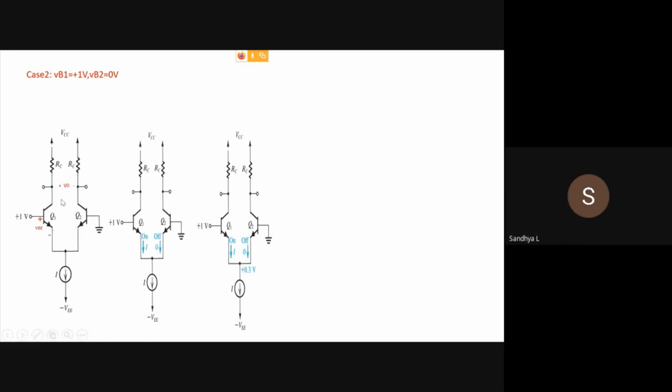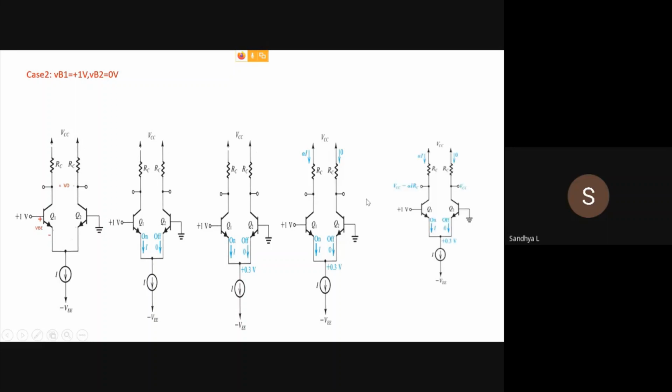So what is V naught for this particular polarity? VC1 minus VC2. So this is alpha I, this is 0. We found out the voltages at VC1 and VC2, and this is VCC minus alpha I into RC, and this is VCC. So the difference will give you the V naught. So V naught equal to VC1 minus VC2, and that is VCC minus alpha I into RC minus VCC, that is minus alpha I into RC.